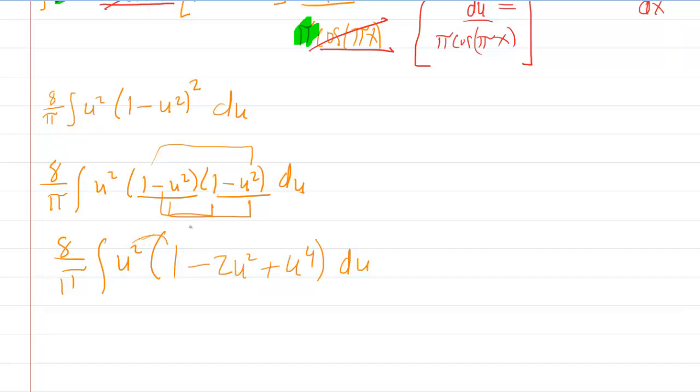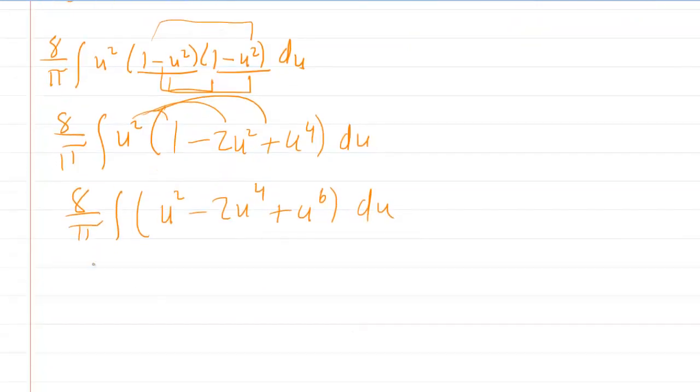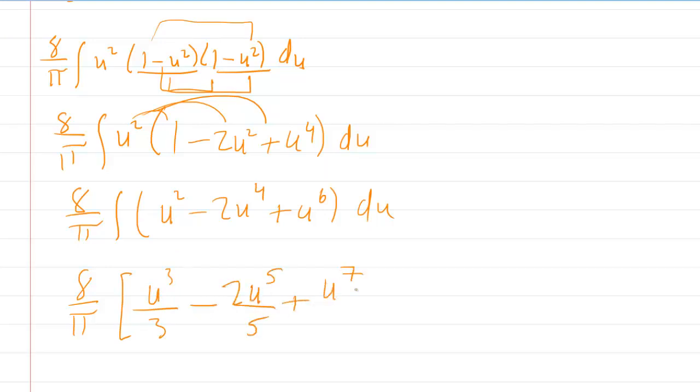Then we'll distribute this u squared into the parentheses. So finally, you have u squared minus 2u to the fourth plus u to the sixth du. We are prepared now to integrate. So we'll have the 8 over pi in front. We'll follow standard integration rules. So u squared becomes u cubed over 3 minus 2u to the fifth over 5 plus u to the seventh over 7 and then plus c.